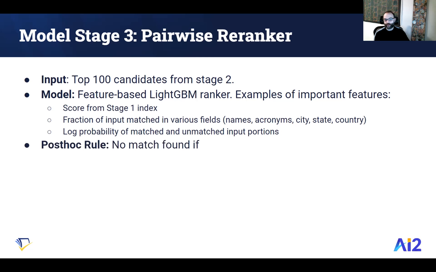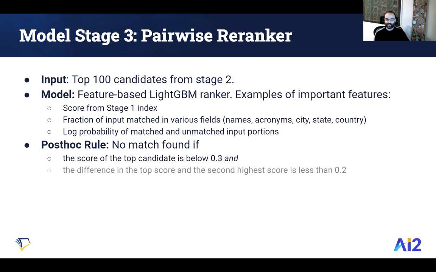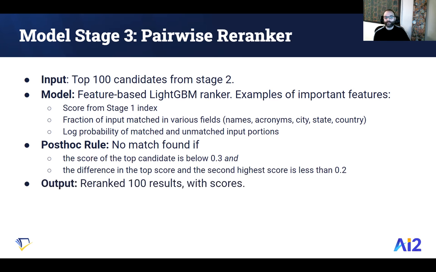And then there's a rule where we have to say, how do we know that the model didn't find anything? It's always going to produce something at the top. And here's a rule that we arrived at after just kind of messing around in the validation set. So if the score of the top candidate is low, that means the model is not confident about it. And the top score and the second highest score are really close to each other, which means that not only are they not confident, but they're also kind of a wash. They're not that different. Nothing stands out. We just say no match found. And so the final output of this model is the re-ranked 100 results, also with scores. We take the top one and assign that as the affiliation.